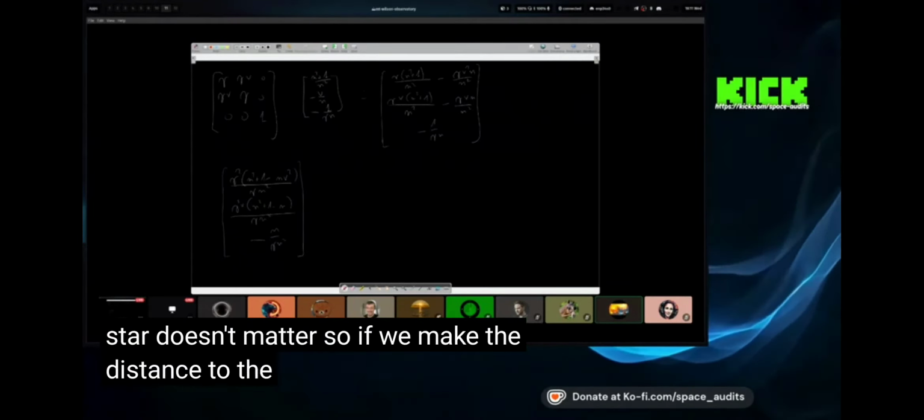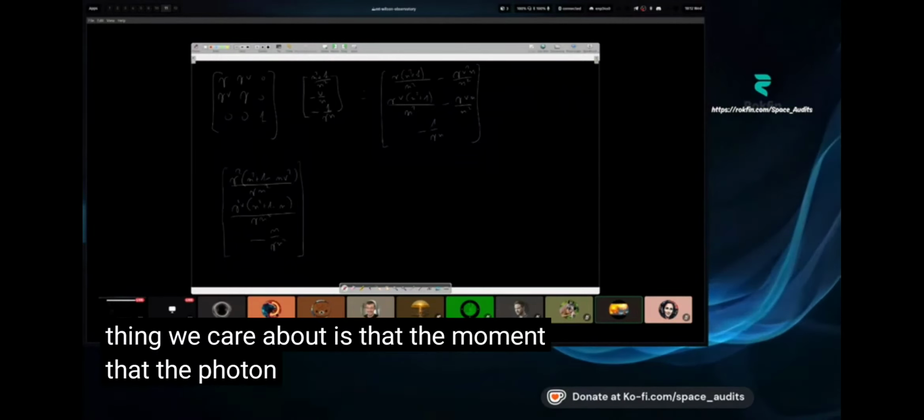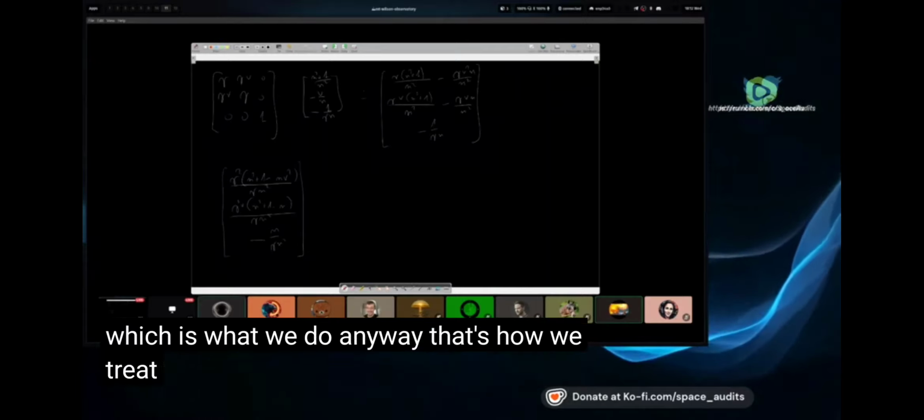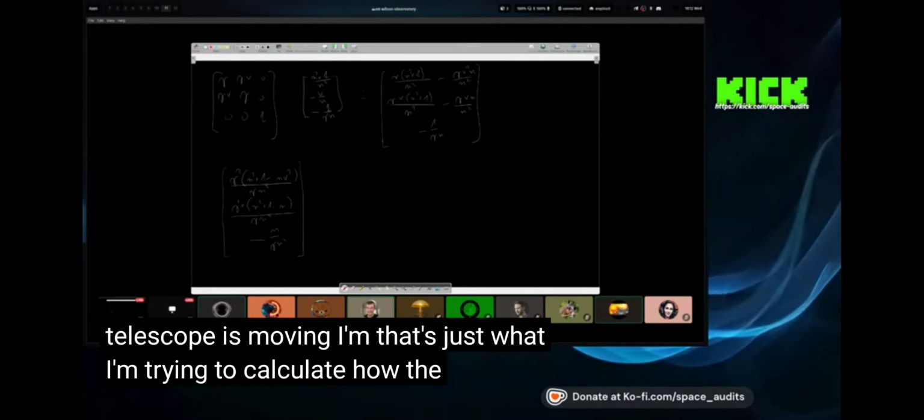So if we make the distance to the star 0, we can just treat it as if the only thing we care about is the moment that the photon enters the telescope, which is what we do anyway. That's how we treat it, actually. But the thing is, the direction will change because the telescope is moving. That's just what I'm trying to calculate, how the direction changes.